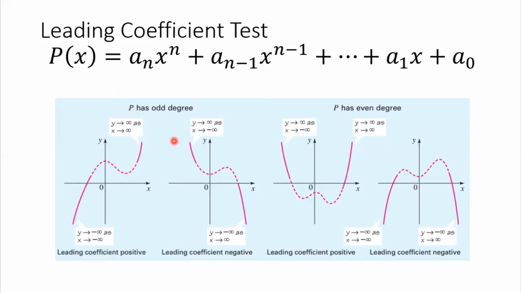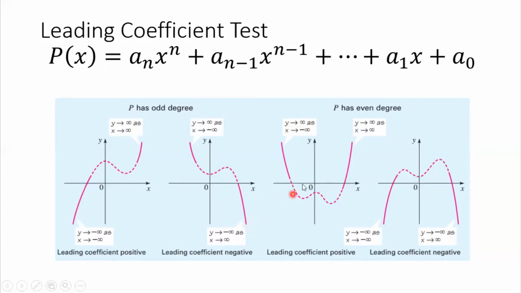Now, if a polynomial has an odd degree, but the leading coefficient is negative, the graph looks like this, meaning y approaches positive infinity as x approaches negative infinity. And in this part here, y approaches negative infinity as x approaches positive infinity. Or it starts from northwest and it ends here in the southeast.